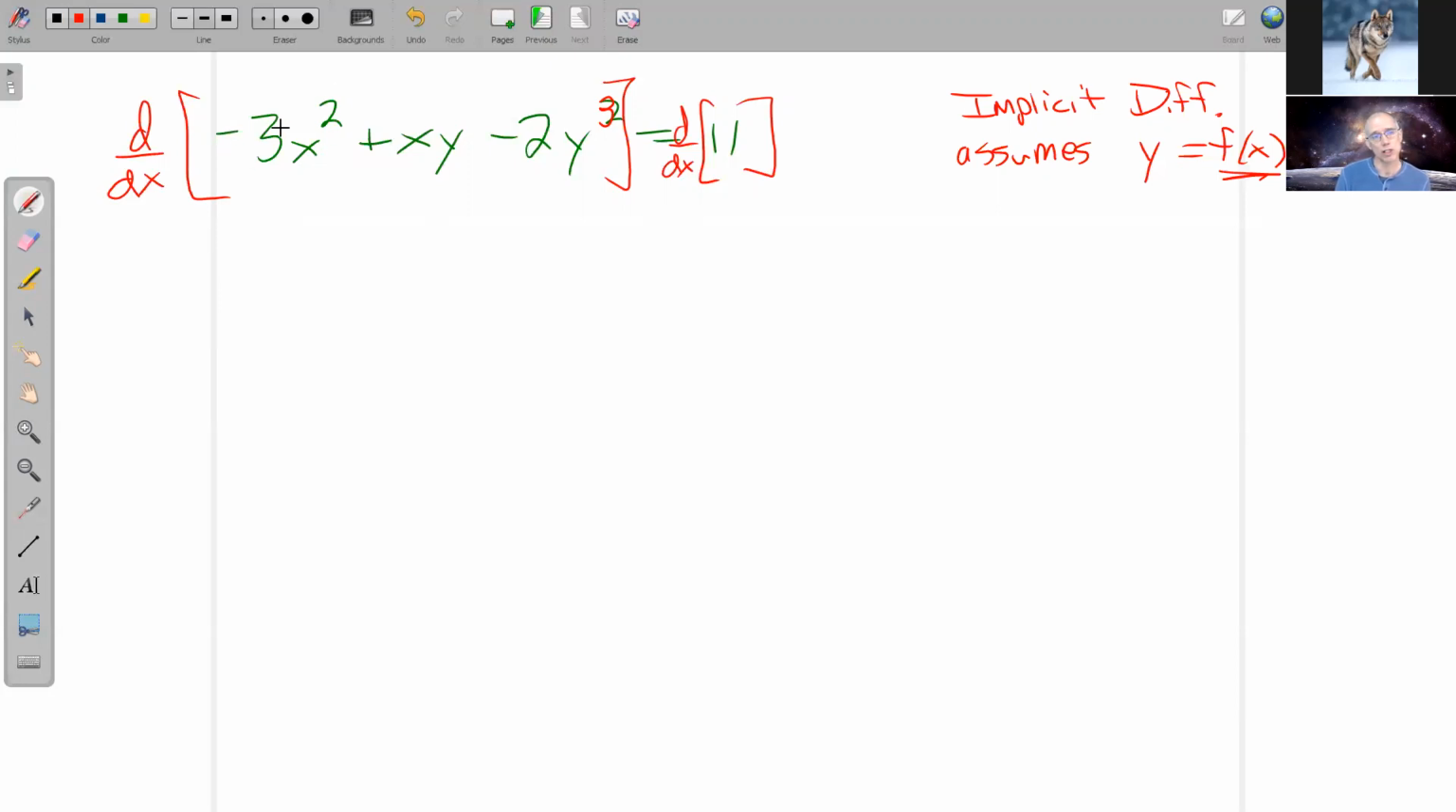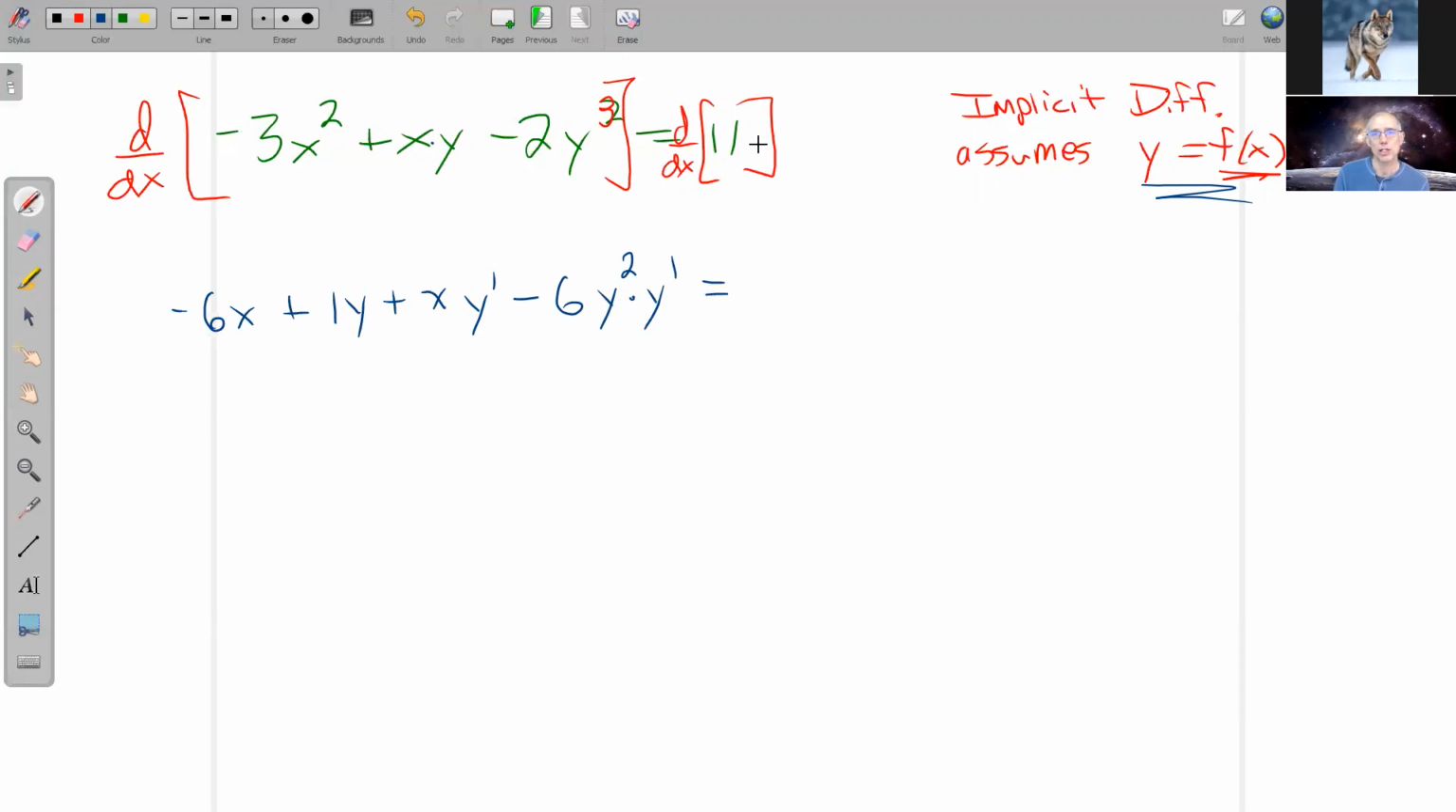So the derivative of negative 3x squared, power rule, gives us negative 6x. Here I have a product, so I have to apply the product rule, which says the derivative of the first, x, well that's 1 times y, plus the first function x times the derivative of y, which is just f prime of x or y prime. So I'm going to call it y prime here. And then we have minus the power rule, 3 times 2 is 6, y squared, and since that's not just an x here, it's a y, implicit differentiation, chain rule says you've got to multiply by y prime.